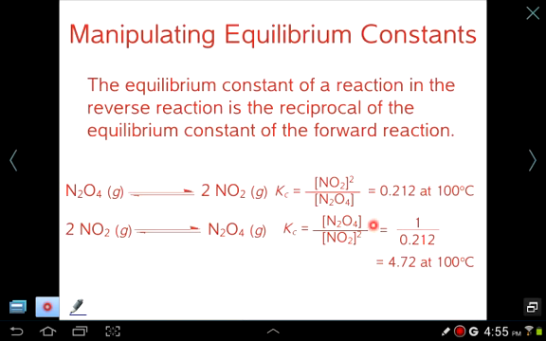And as we flipped it, essentially your constant just gets inverted. So instead of 0.212, you do 1 over 0.212. So it's the reciprocal for the reverse reaction. And then when you calculate it, you get yourself a new value. So if you decide to flip a reaction around, you would reciprocate, invert your numerical constant.